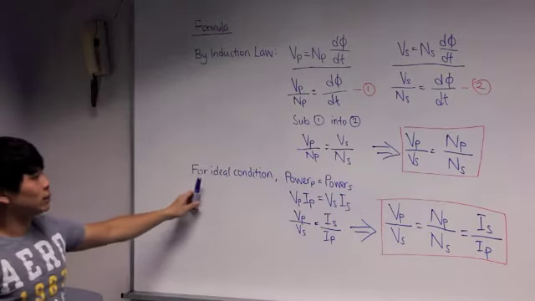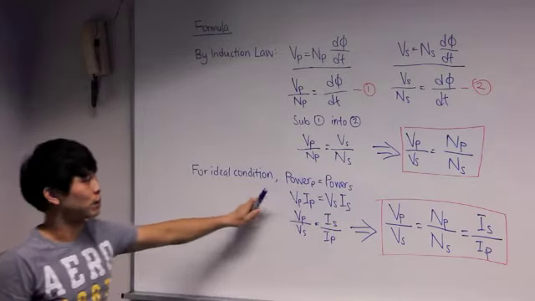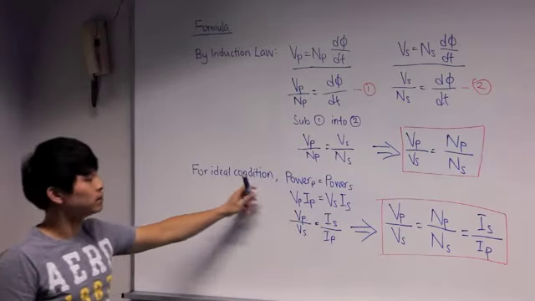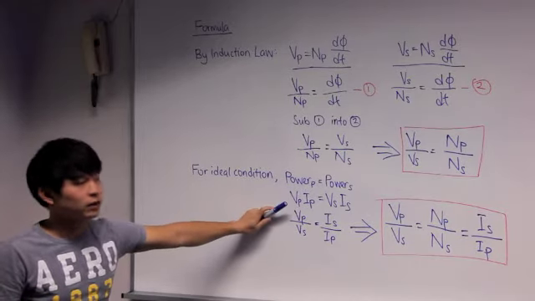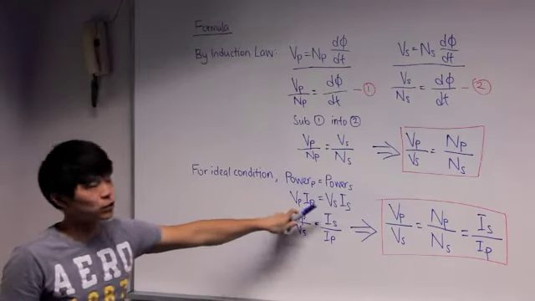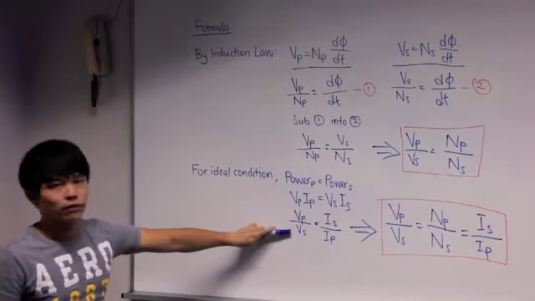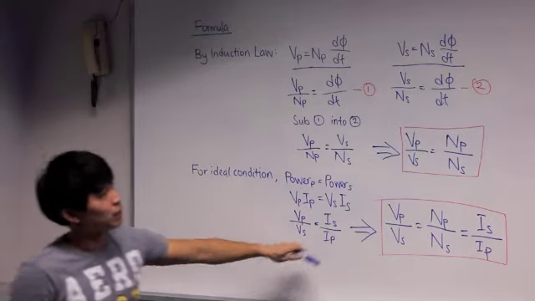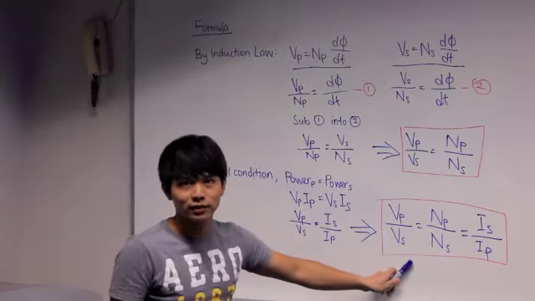For either condition, the primary power equals the secondary power. Power equals voltage multiplied by current. So Vp times Ip equals Vs times Is. Solving this formula and substituting this into this, you get this formula.